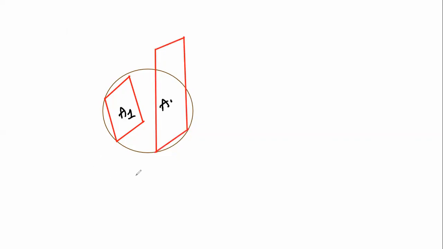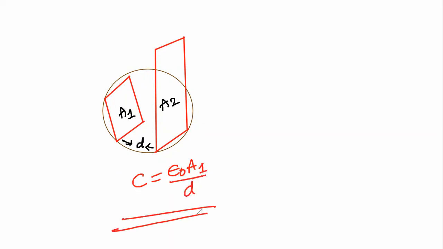A1 is the first plate area, A2 is the second plate area. They form one capacitor. The separation between the plates is taken as D. The capacitance of the capacitor we have to take with the smaller area only. C is equal to epsilon naught A1 divided by D. If A2 is small, then we write A2; if A1 is small, we write A1. So C is equal to epsilon naught A1 by D.